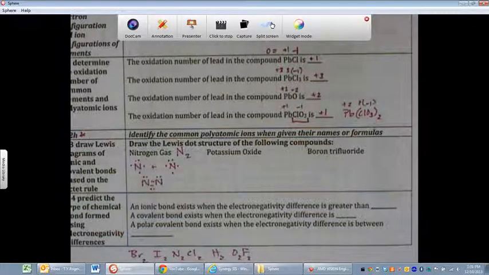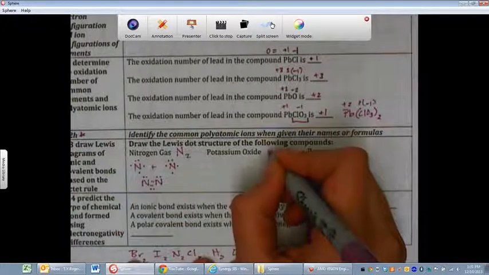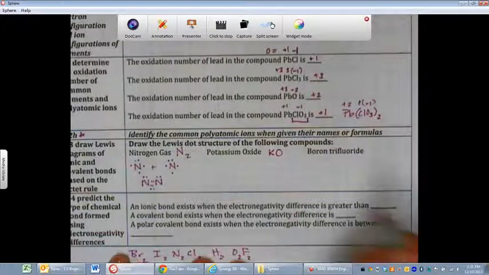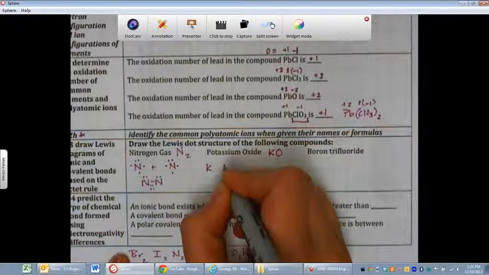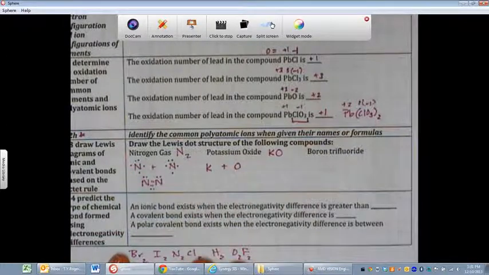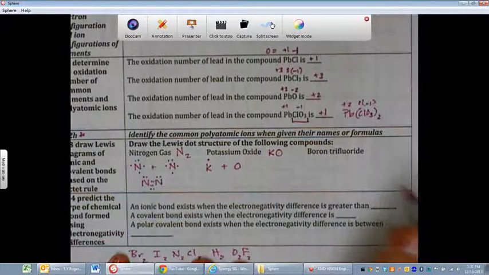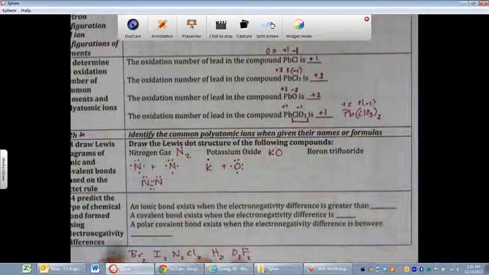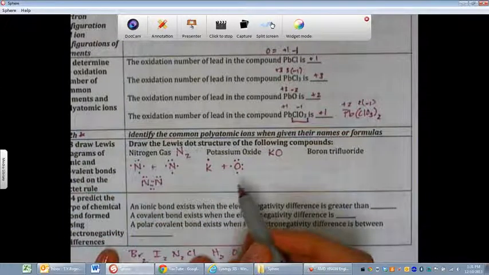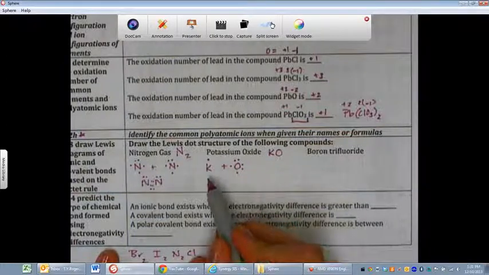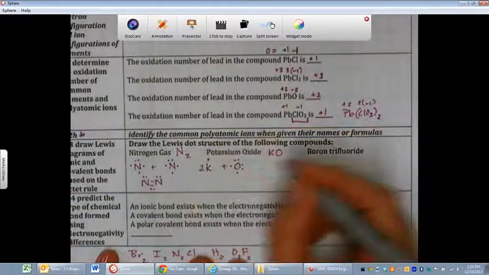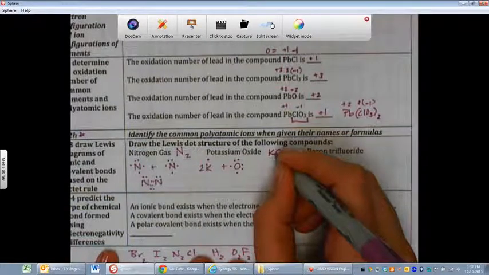So next I have potassium oxide. This is going to be potassium, which is K, with O. When I write out my K plus O, potassium's in the 1st column, so I have 1 valence electron. Oxygen's in the 6th column, 1, 2, 3, 4, 5, 6. So now I can see that oxygen wants to make 2 bonds, but potassium can only donate 1. So I would need another potassium. I actually need 2. So the formula for this is K2O.